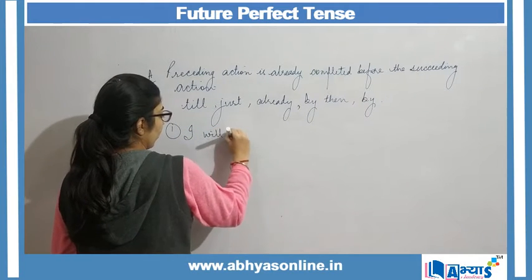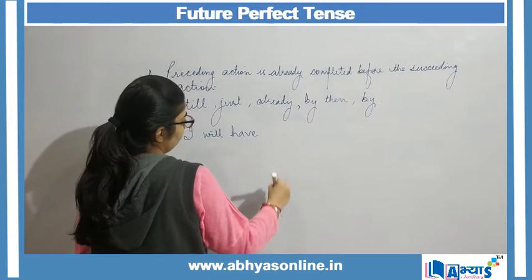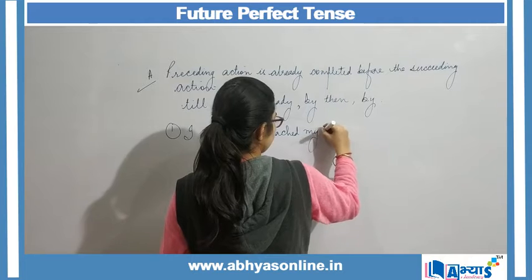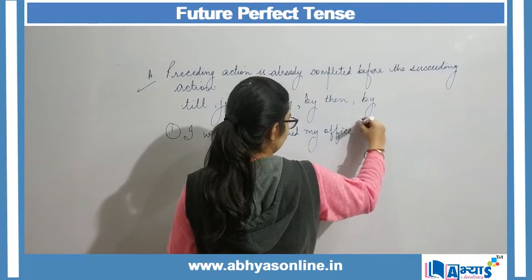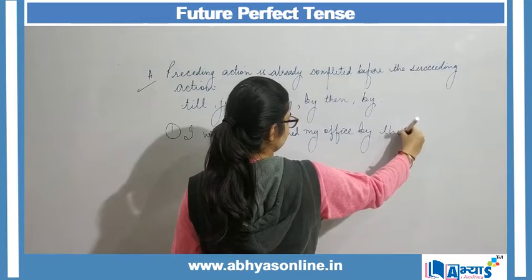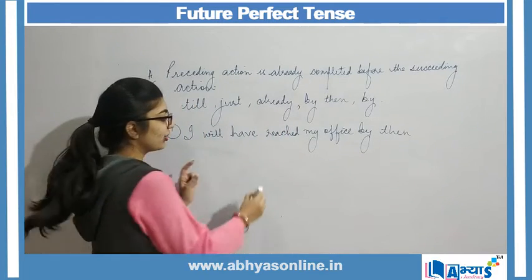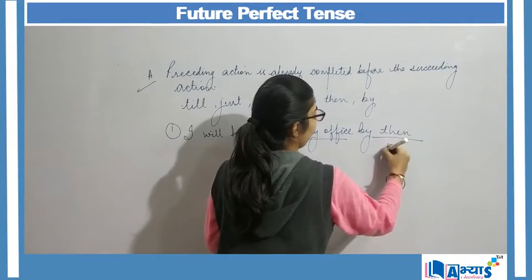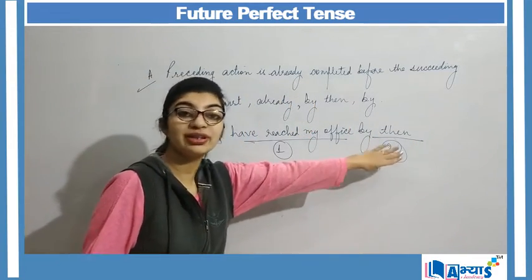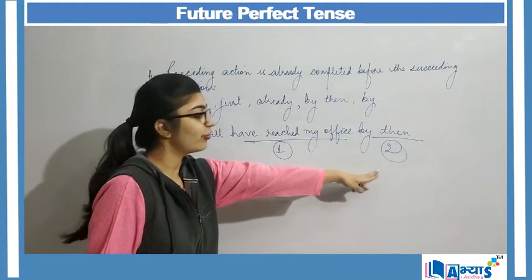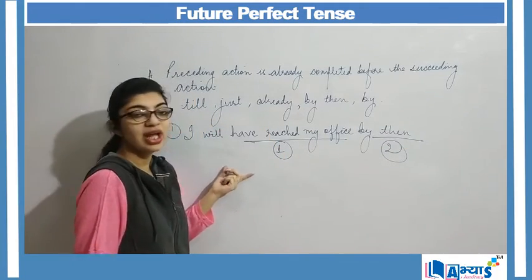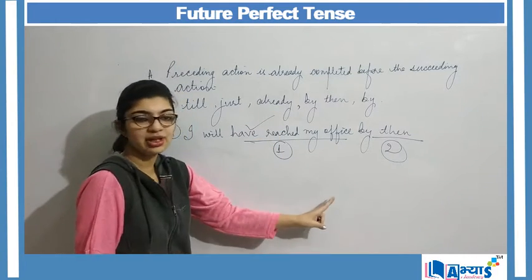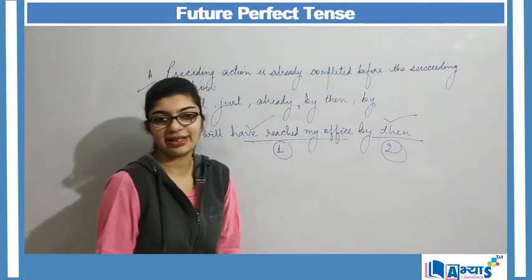Now an example of the application of a preceding action completing before the succeeding one is, first, I will have reached my office by then. Now my first action is to reach my office and the second action is by then. Before that time arrives, I should have reached the office, right? So this action will complete first, followed by then.